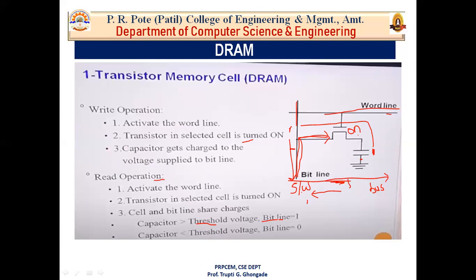So the sense amplifier circuit senses the particular voltage of this capacitor, and if the voltage of the capacitor is greater than the given threshold value, then the value on this bit line is going to be 1. And if the capacitor voltage is less than the threshold value, let's consider now your capacitor is 0, then the value on this bit line is going to be 0. So this is how we read particular information from this cell.